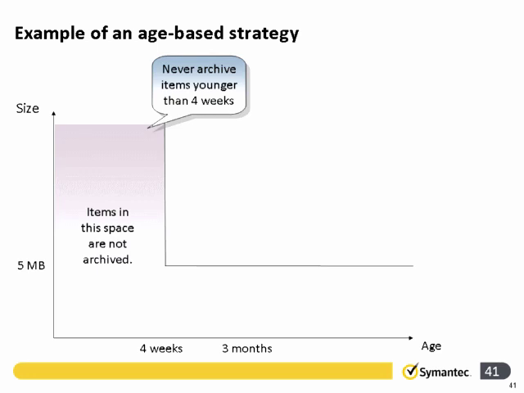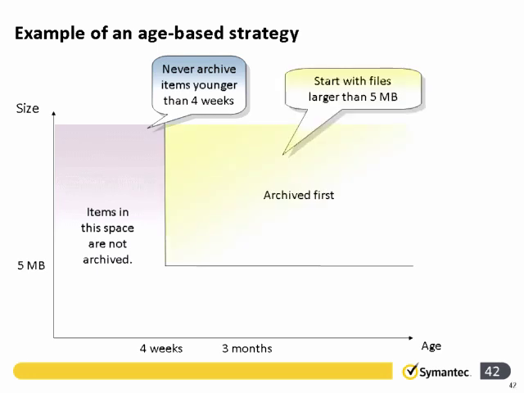The first thing that we have is that override which says never archive items younger than 4 weeks. So it doesn't matter if we run an archiving run tonight, if that item is not older than 4 weeks, I'm not going to consider it for archiving, because that's an override. Our second override said to start with items that are larger than 5 megabytes in size. So I'm going to look at everything that is greater than 5 megabytes in size and older than 4 weeks for archiving.